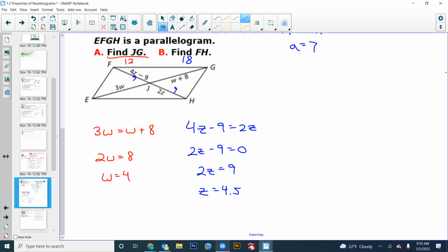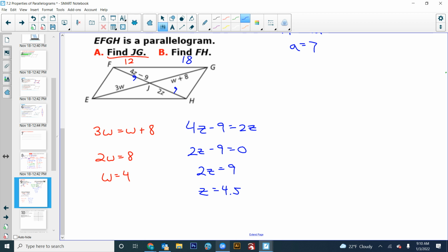All right, questions about those properties. Opposite sides are congruent. Opposite angles are congruent. Consecutive angles are supplementary, and the diagonals bisect each other. Four properties of a parallelogram, okay? Levi. Sure.